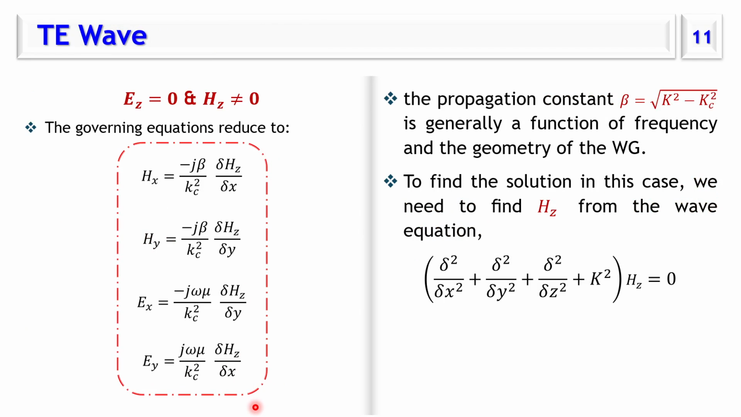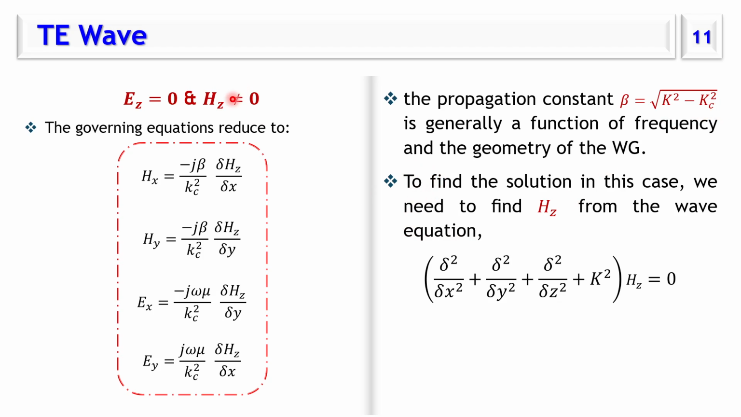So we will have those four equations. Beta here equals the square root of k squared minus kc squared. And very soon you will understand why Kc is named the cutoff wavenumber. The propagation constant here will be a function of frequency and the geometry of the waveguide. So it's a more complex wave structure than TEM. In TEM or in a free space uniform plane wave, beta is not that complex.